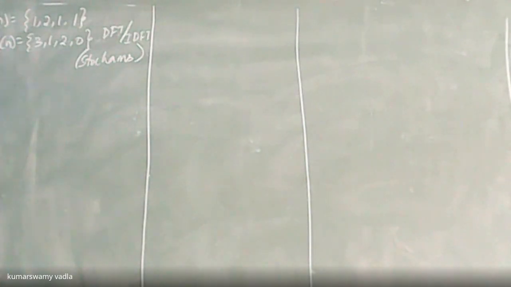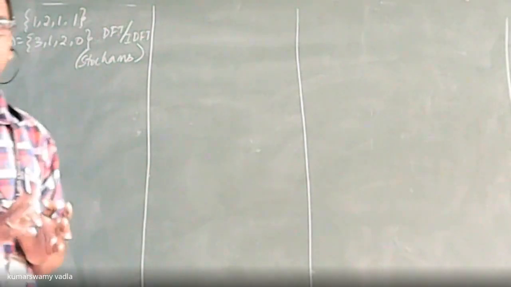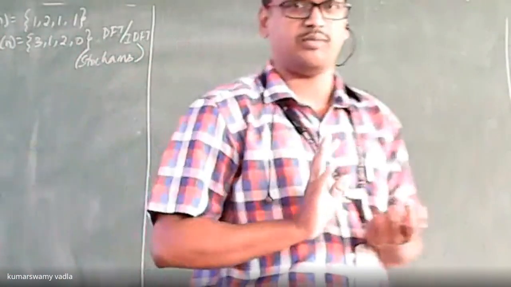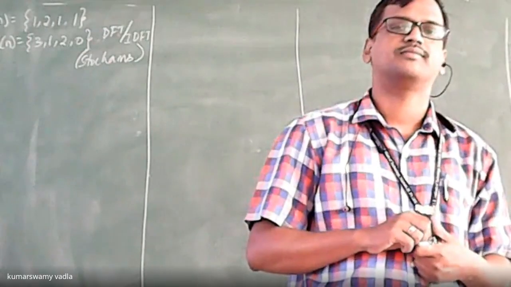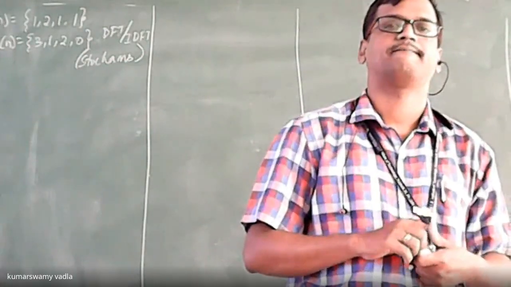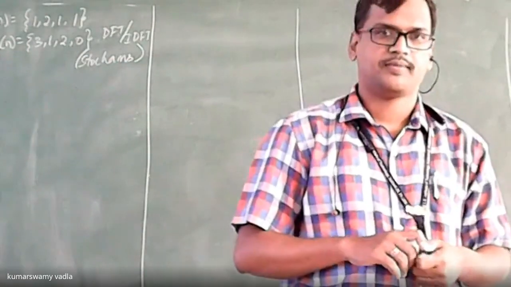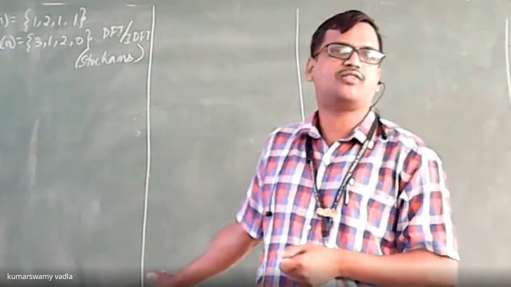First, calculate x1 of k, then x2 of k. Multiply those two to get x3 of k. Then take its inverse to get x3 of n. We have solved this problem. Yes or no, students? Is the point of discussion clear?